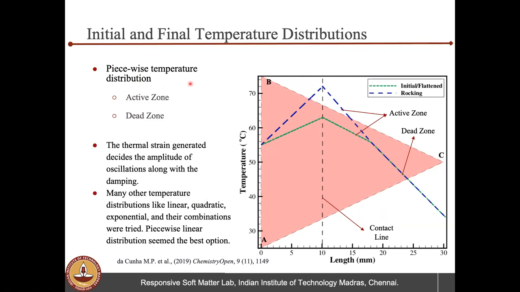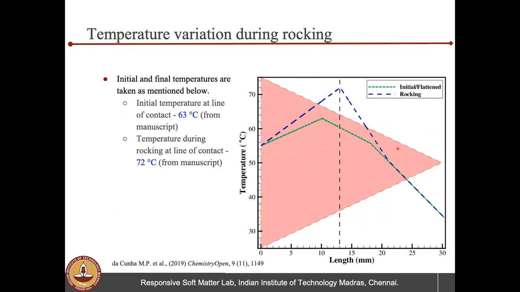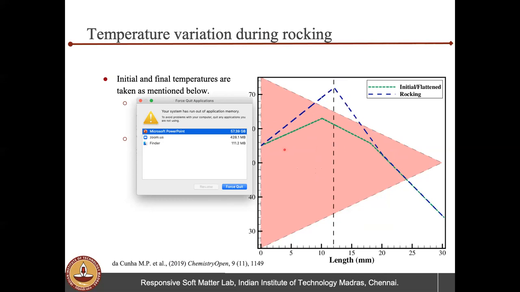So the temperature distribution along the film is varying in such a way that there is an asymmetry that is created because this contact line is moving from its center of gravity to another position. As a result, this asymmetry is causing the film to rock and roll back and forth.